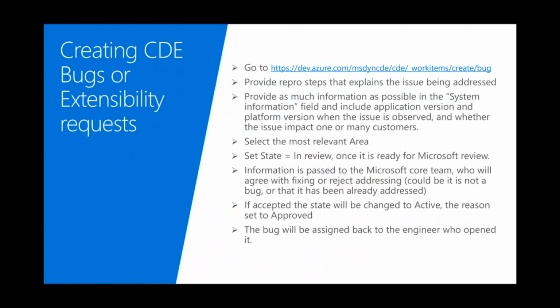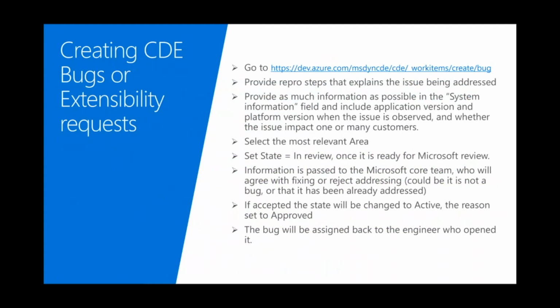There's a field for area. Feel free to specify the most relevant one there. You'd be working on filling in the information on the work item here. And once you're ready with that, flip the state to in review. That signals that it's getting handed over to us at Microsoft, and we'll start looking at what you have filed.